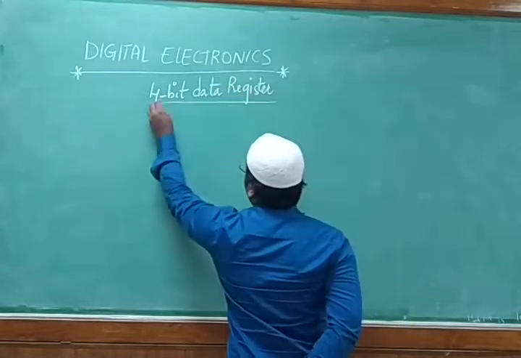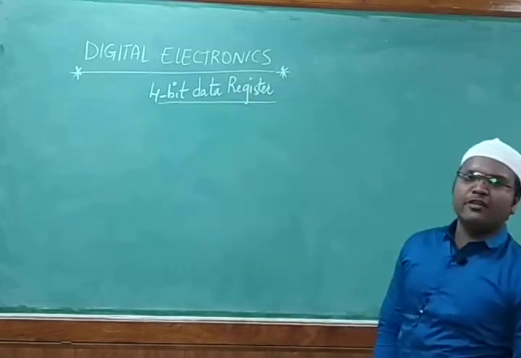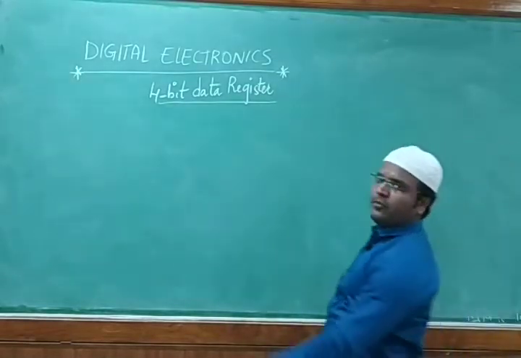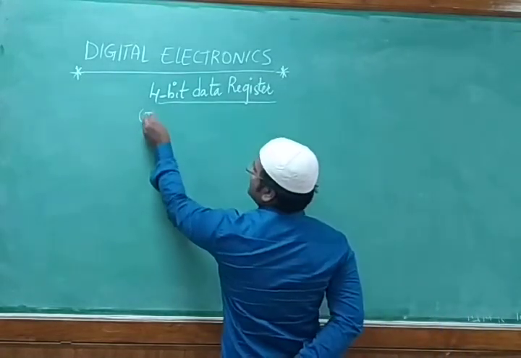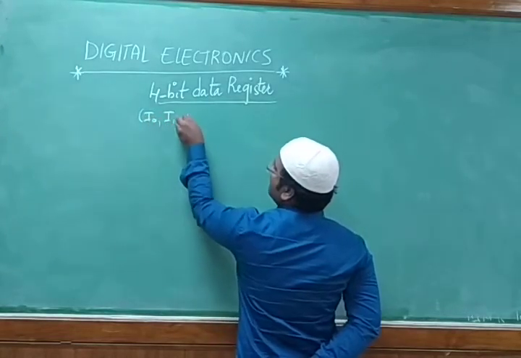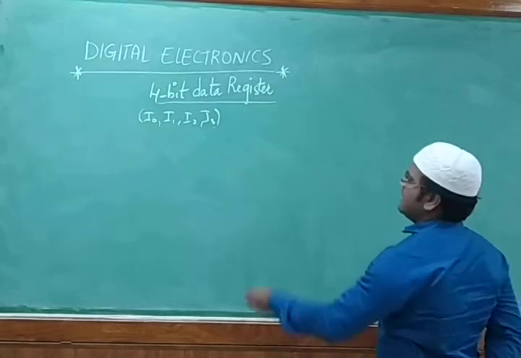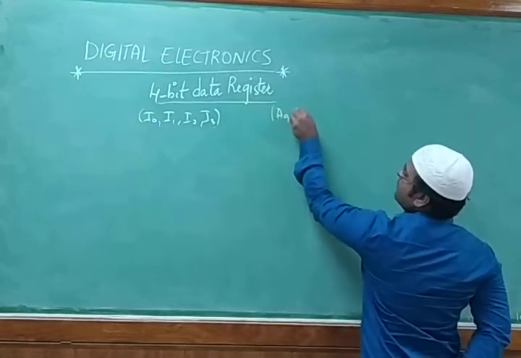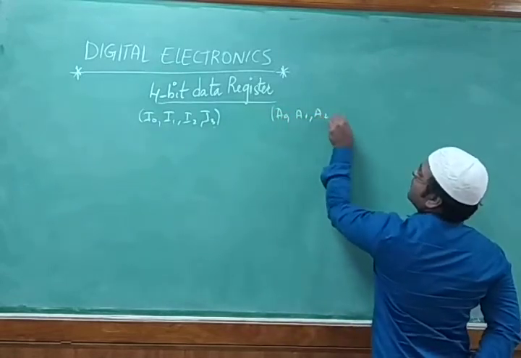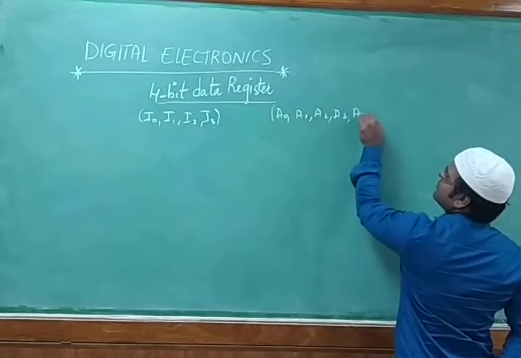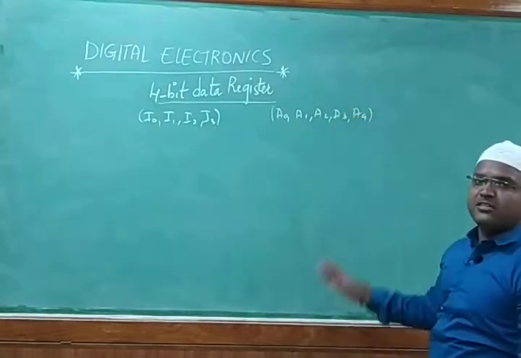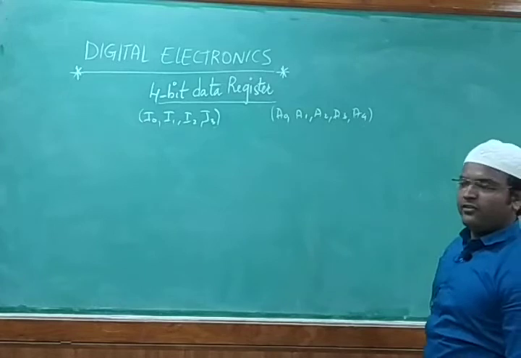Okay. So by using D flip-flop, I want to design the 4-bit data register. So what's the meaning of 4-bit? It should have the 4 inputs that I'm defining as I0, I1, I2, I3. These are my inputs. And I'm saying the output for that 4 bits are A0, A1, A2, A3. So I'm using D flip-flop because registers can be designed by taking the groups of flip-flops.